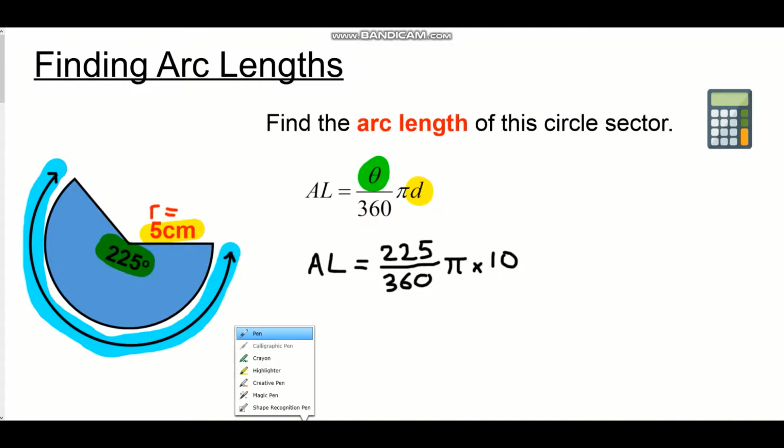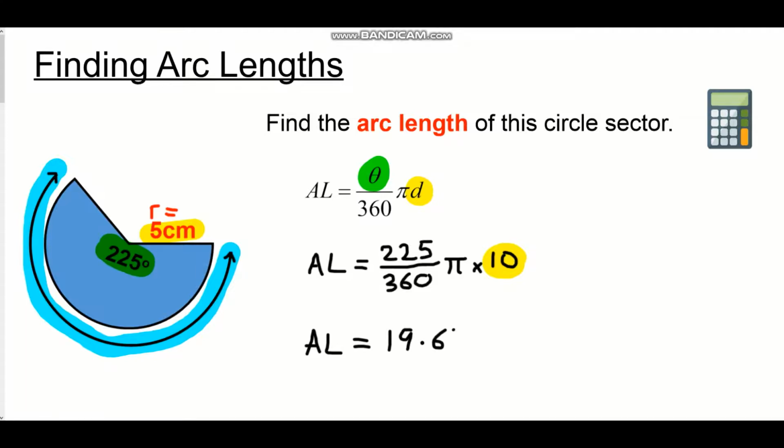Okay, and again, that relates to that highlighted section in yellow. We got our diameter being 10 centimeters because our radius is 5 centimeters. The diameter is twice the size of the radius. If you put all that into your calculator with the pi button, you get an answer of 19.63 centimeters.